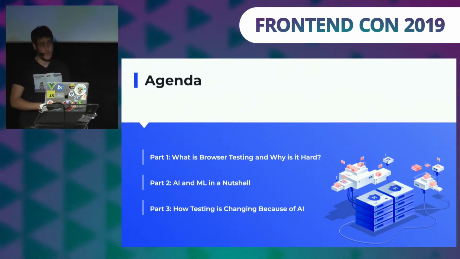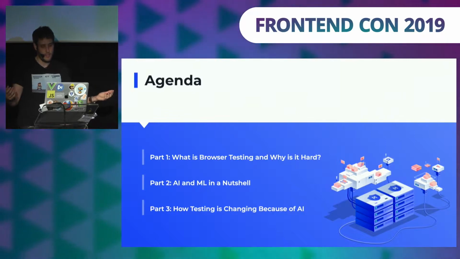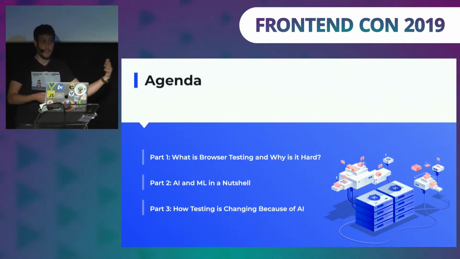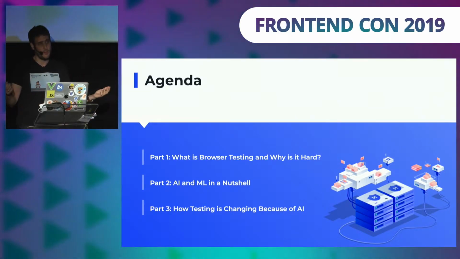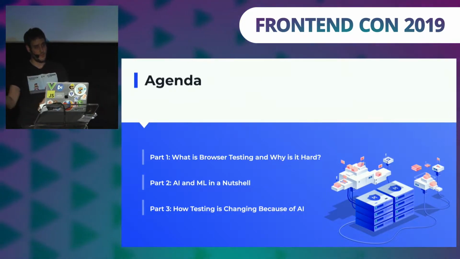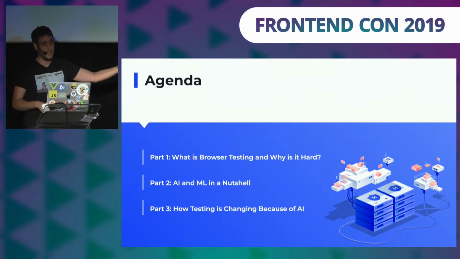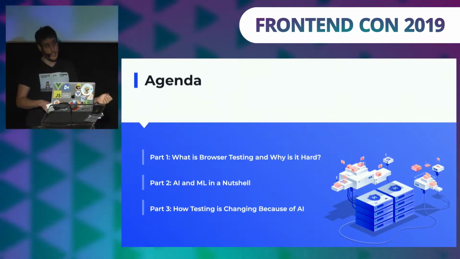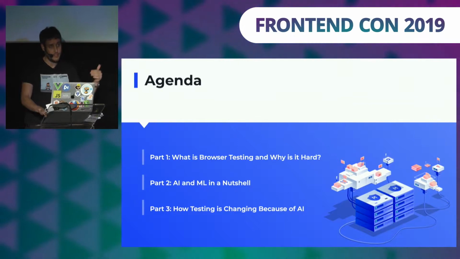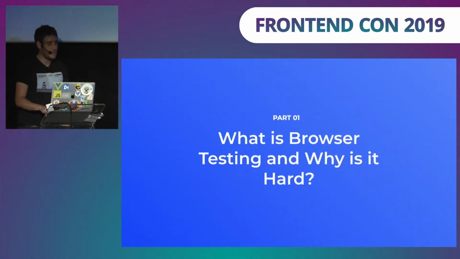Right, so what are we going to see today? We're going to talk about what browser testing is and why it's hard. We're going to talk about AI and ML in a nutshell. That's going to be really interesting to those of you who never did science and a bit boring for those who did. And then we're going to talk about a bunch of applications of AI and ML in testing, very practical applications. So first of all, browser testing.